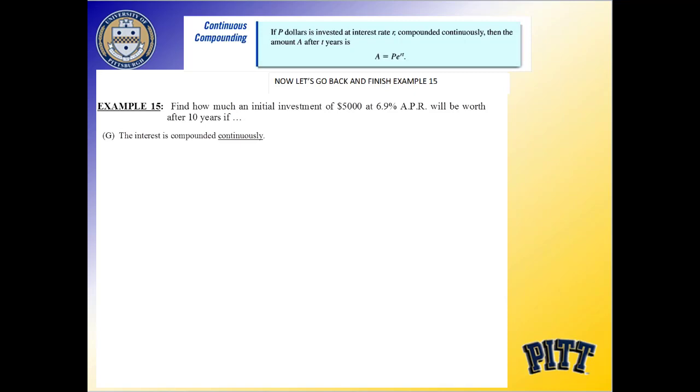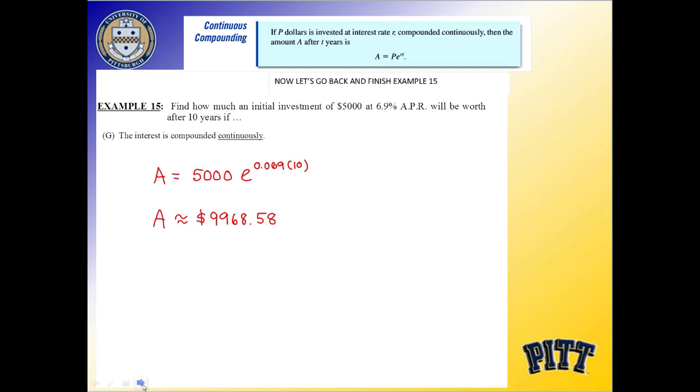So if you're given the same circumstance we started with in example 15 and are told that we're going to take $5,000 with a 6.9% annual percentage rate, how much will it be worth after 10 years if the interest is compounded continuously? I'm going to use this second formula, and that's the only time I use this second formula for compound interest. So I plug those things in, and I get $9,968.58, which wasn't much bigger than what I had when I had it compounded hourly.